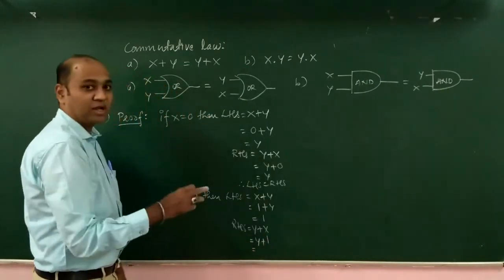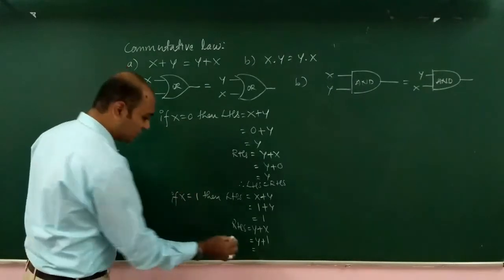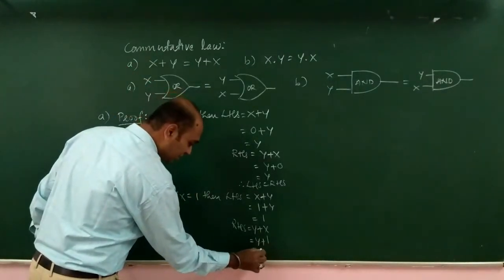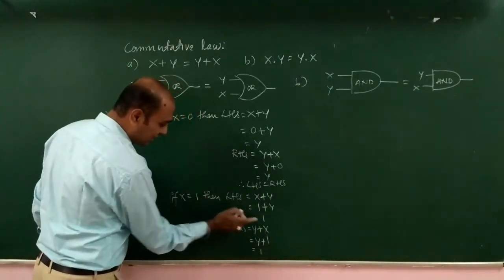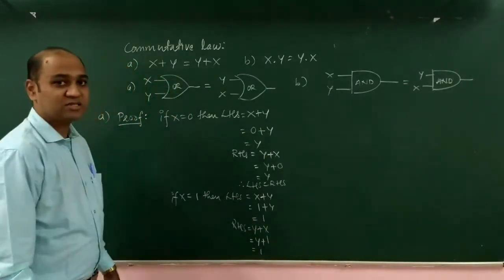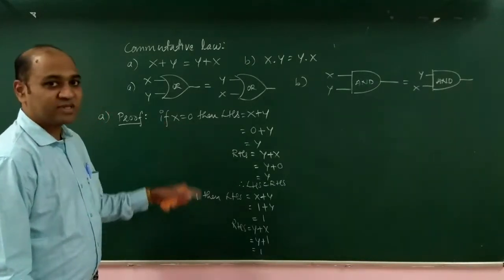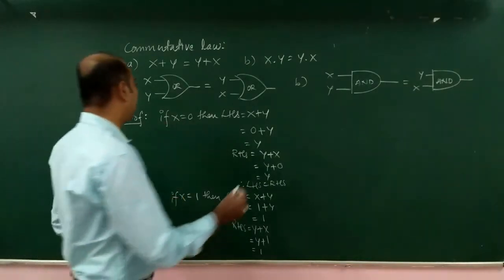So as per properties of 0 and 1, 1 or x is what? 1. Similarly, y or 1 is 1. So here you can see both LHS is equal to 1 and RHS is equal to 1. Hence LHS is equal to RHS. Now let us prove the same using a truth table.